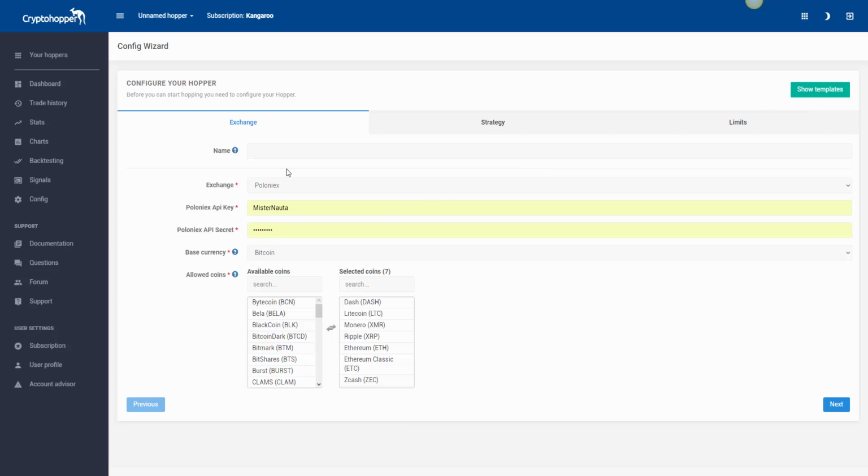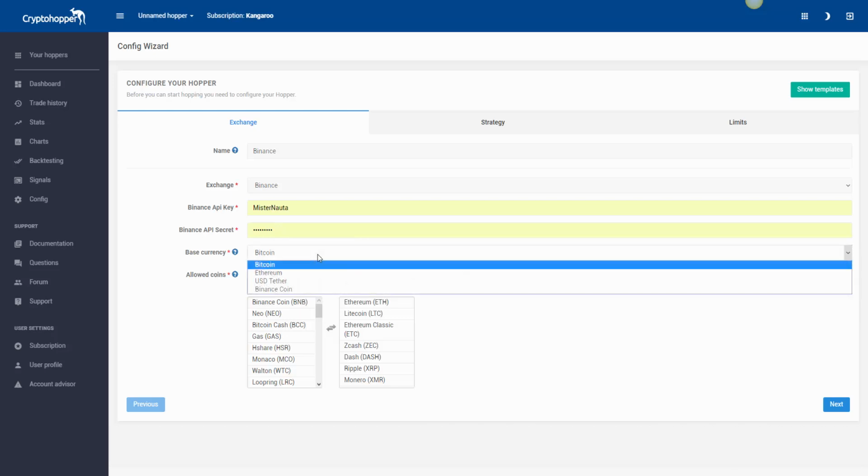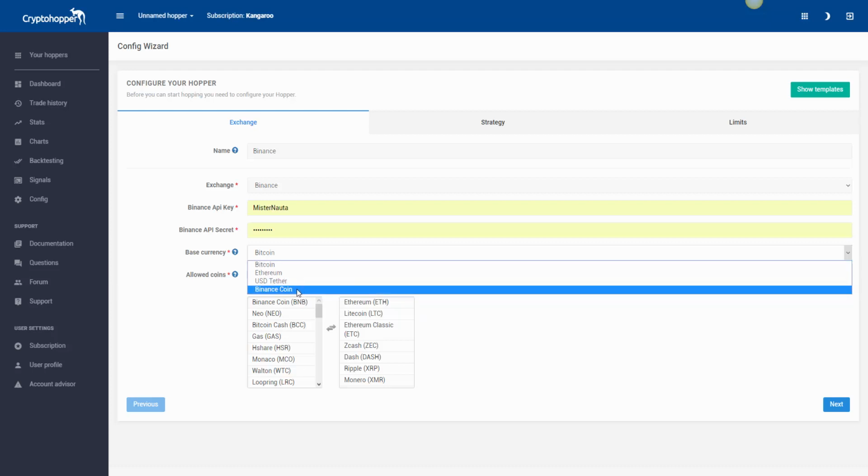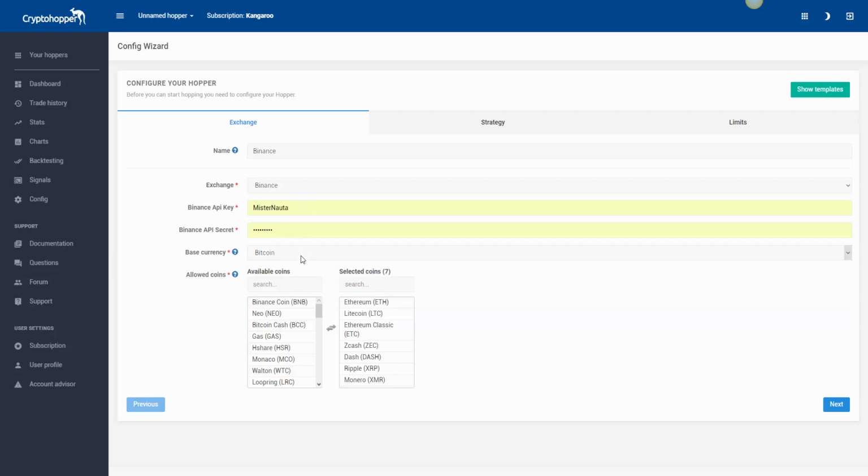the configuration wizard. Here I have the exchange settings, okay? So I will name my hopper Binance. I will choose the exchange it's for. Here I have to put my API keys. I will do that later. My base currency, it suggests Bitcoin. I can use any base currency supported by the exchange, like USD Tether, Ethereum, or Binance Coin. So I will use USD Tether for now.